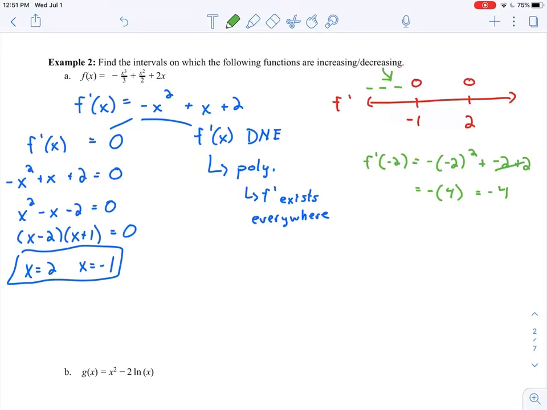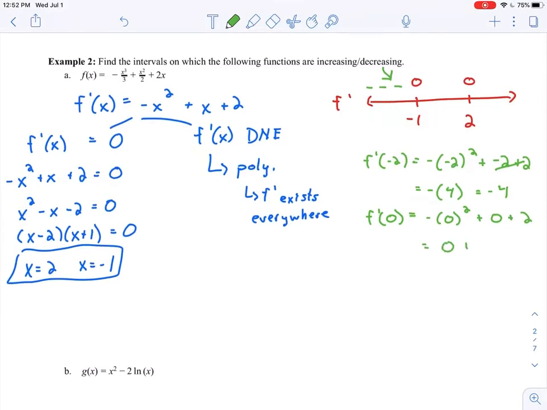And then I'm going to repeat this process, now with a number between -1 and +2. So 0 is between those two. I always like to work with 0 whenever I can. F prime of 0 is the opposite of 0 squared plus 0 plus 2. So I end up with 0 plus 0 plus 2, which gives me 2. So my derivative is +2. It's positive on that interval, which means that my function must be increasing between -1 and +2.